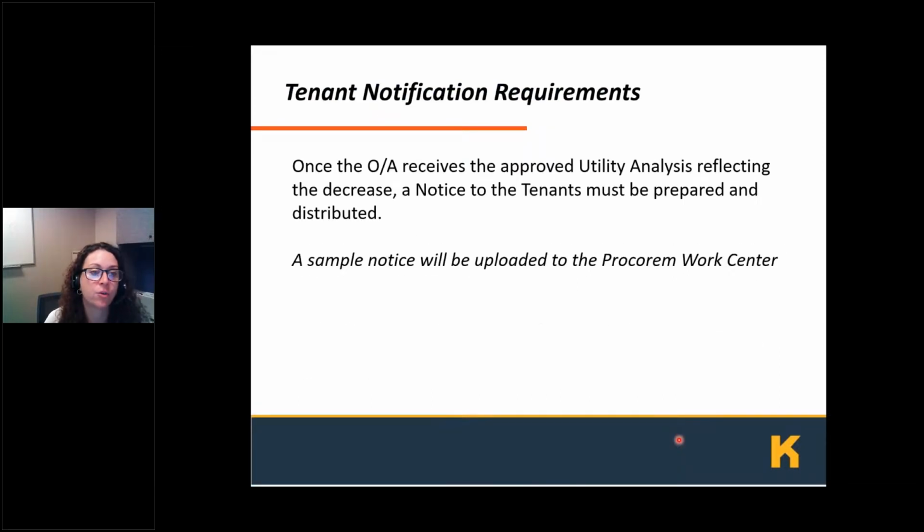All right, so after you've received the approved analysis from us reflecting a decrease, you'll prepare a notice to the tenants and distribute. So when we send you the approved analysis, we're also going to provide you several sample documents. One of those is going to be a sample notice to your tenants. The other one is going to be a sample owner certification. We're going to talk about that at the end.